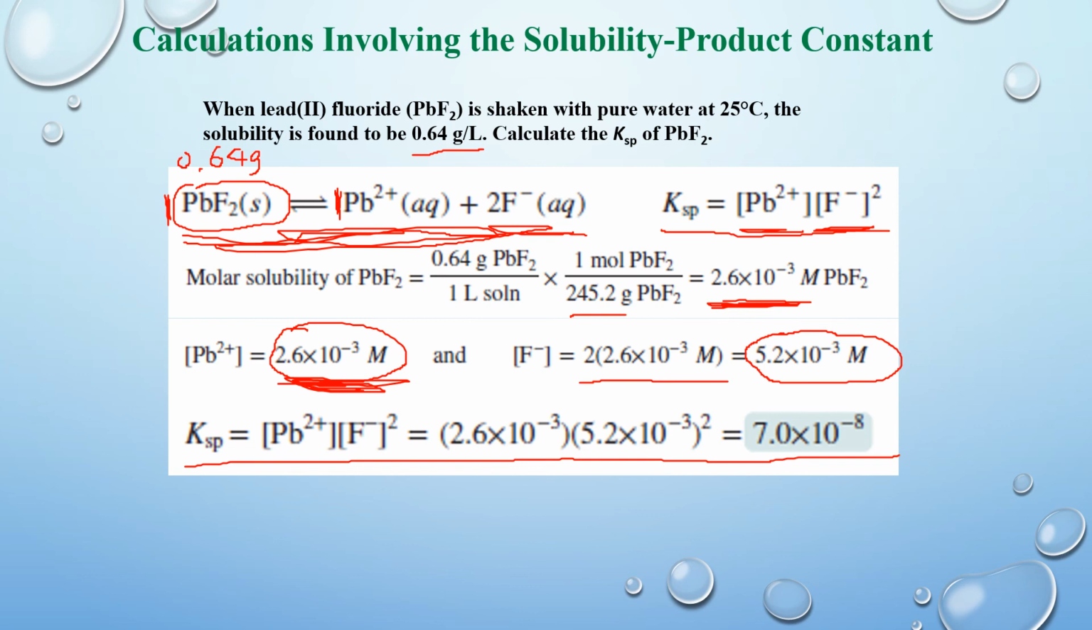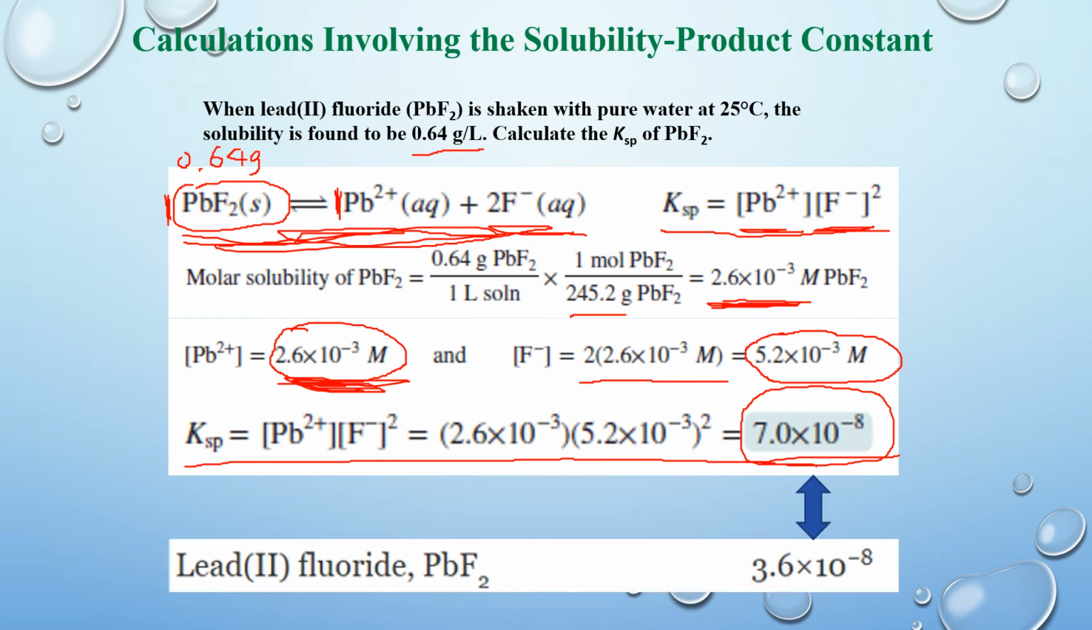So now let's take a look at this number. Earlier, from the previous slide, we said that the solubility constant for lead 2 fluoride is 3.6 times 10 to the negative 8. But from our calculation, it's almost double that. So why is there a difference between the tabulated KSP and the KSP we calculated from the experiment?